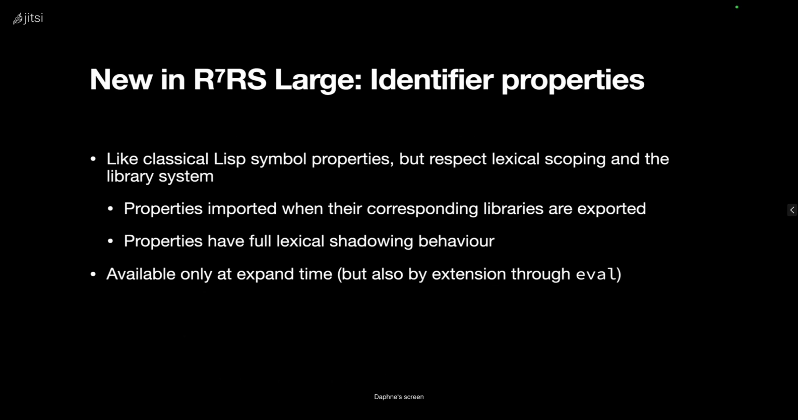So if I redefine a property locally, that will have only local effect. If the entire variable is shadowed, then all of the properties will become invisible for the extent of that shadowing, because we assume that the properties have more to do with the binding for that variable, for that identifier, than they do with the actual name of it. They are available only at expand time, but also by extension, if you need them at runtime for the REPL, whatever, you can get at them through eval. And the REPL already has eval, is already doing that for you.